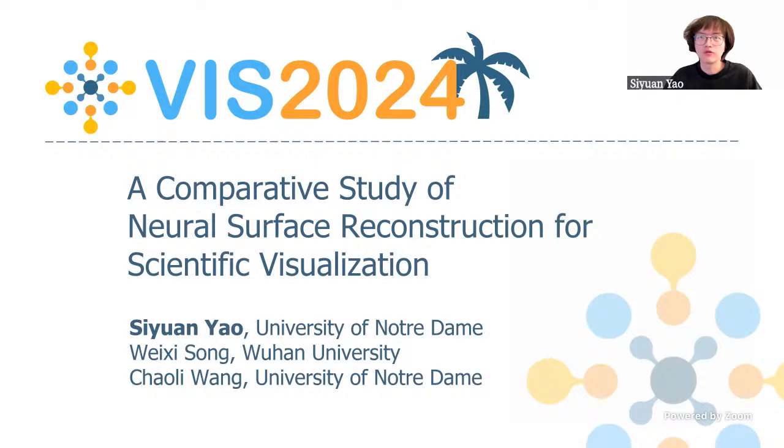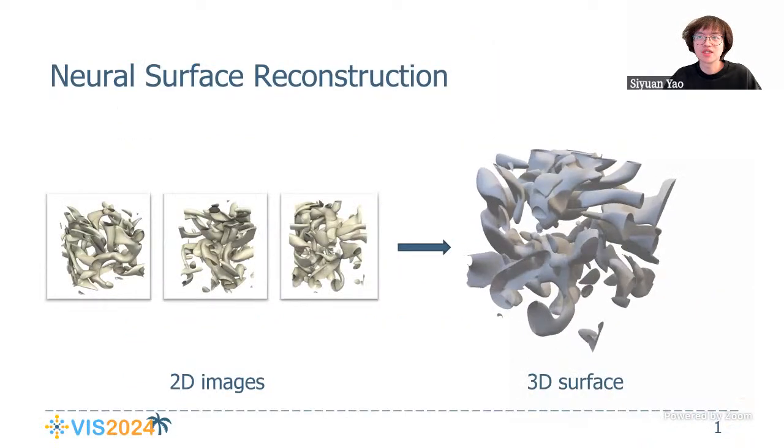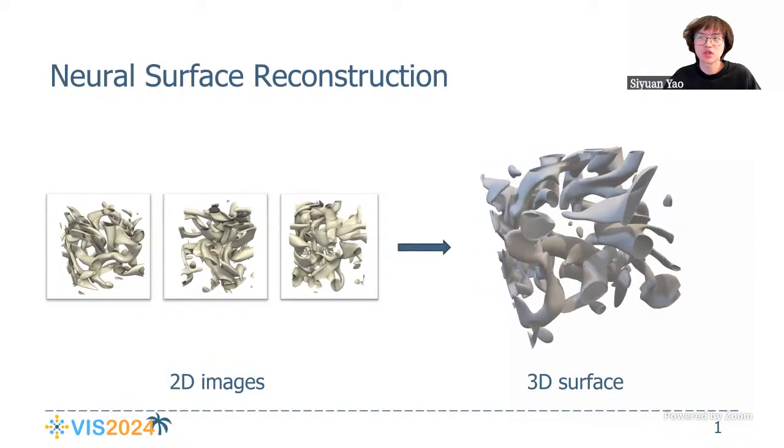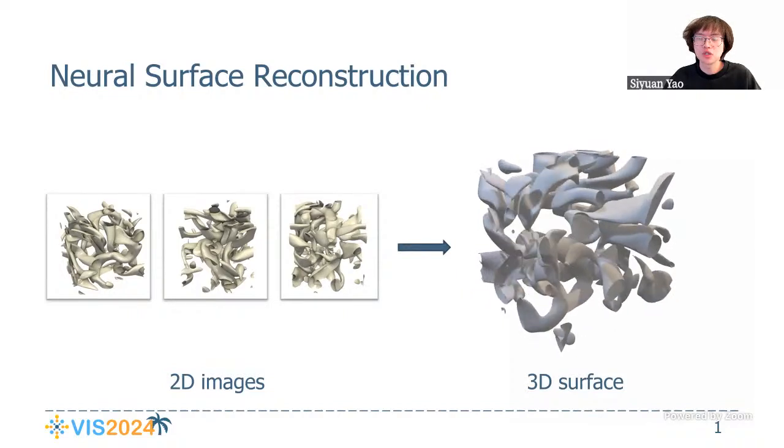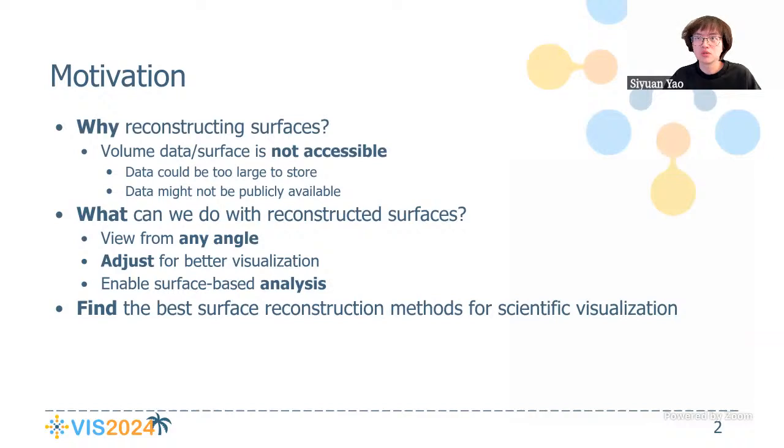So, hi everyone. I'm here to present my work for VIS 2024 on neural surface reconstruction. So what exactly is neural surface reconstruction? The basic idea is to use neural networks to learn a 3D surface from 2D images. The motivation of this work is to address a key challenge: how can we manipulate and visualize surfaces when the original volume data for the surface is not available?